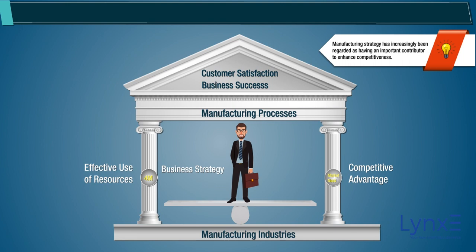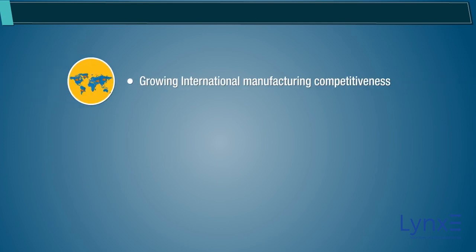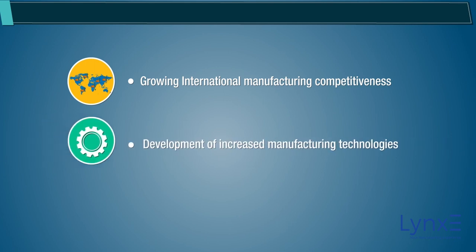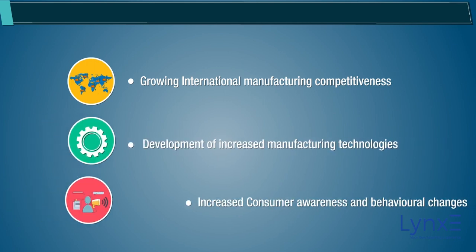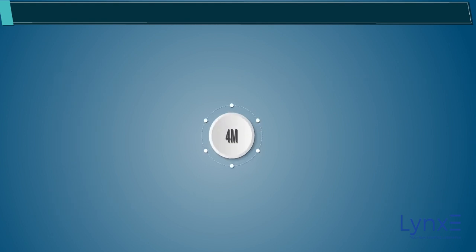Note: manufacturing strategy has increasingly been regarded as an important contributor to enhance competitiveness. As we discussed earlier, there are three major reasons for manufacturing companies to adopt one or the other strategy, which is influenced by growing international manufacturing competitiveness, development of increased manufacturing technologies, increased consumer awareness and behavioral changes.